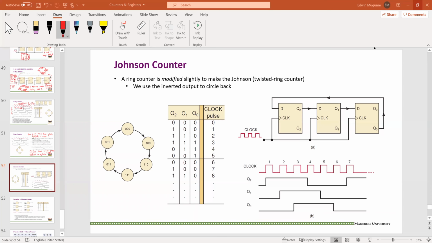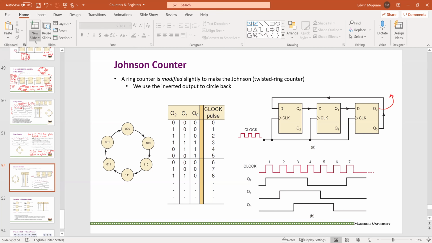The Johnson counter is a modified ring counter. For the ring counter, the feedback was coming from the normal output. For the Johnson counter, we feed back the inverted output. We feed back the inverted output. So it's quite similar, but we will see that actually it has certain interesting advantages.